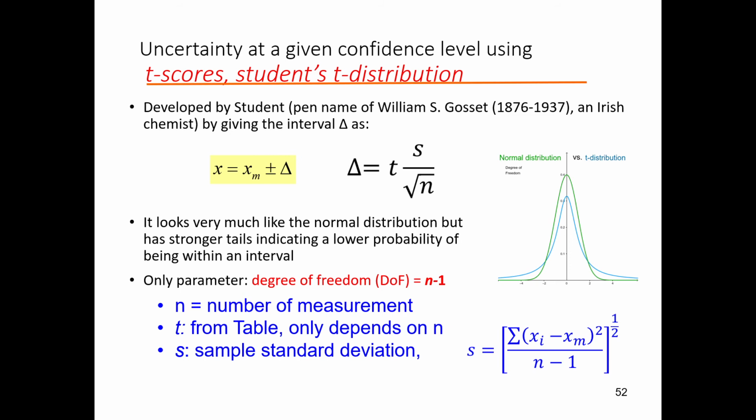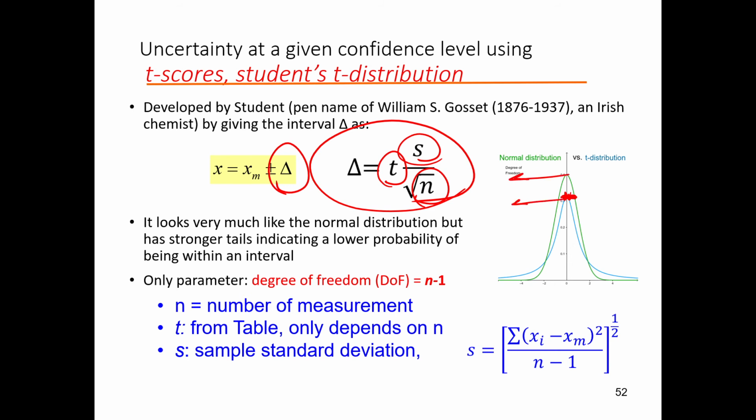This method is mostly used with very small samples, with a smaller number of measurements, and the delta, your uncertainty, is going to be calculated using the sample standard deviation, the number of measurements, and the t-score instead of the z-score. The difference between the t distribution and the normal distribution is that the t distribution is more conservative, meaning that the probability of your xm happening is usually smaller than with the normal distribution, and the sample standard deviation is usually larger.